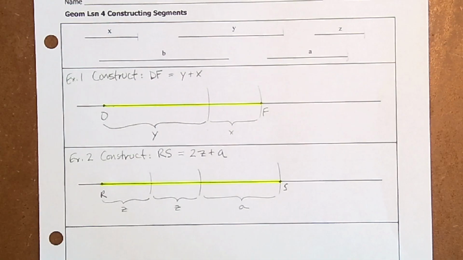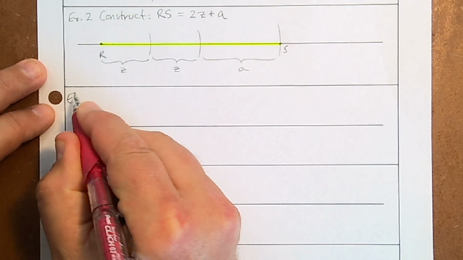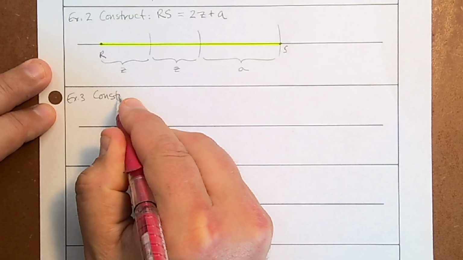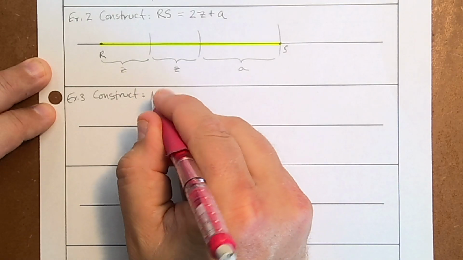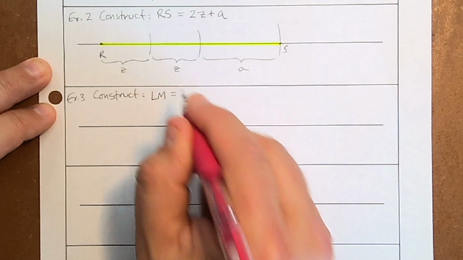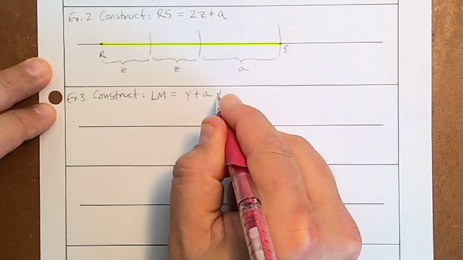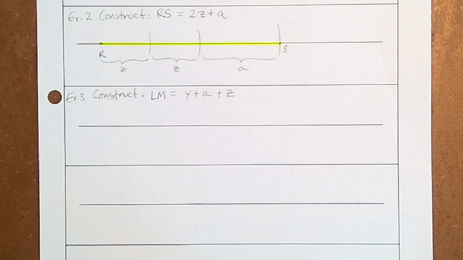All right, let's try one. I'll let you do this one. All right, we're going to do example 3. We are going to construct line segment LM, and line segment LM needs to be Y plus A plus Z units long. Line segment LM, Y plus A plus Z units long. Go for it. Let's see what you can do.